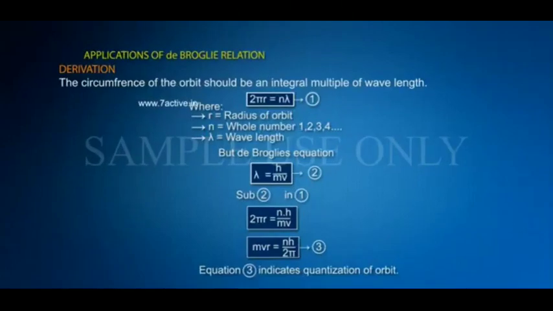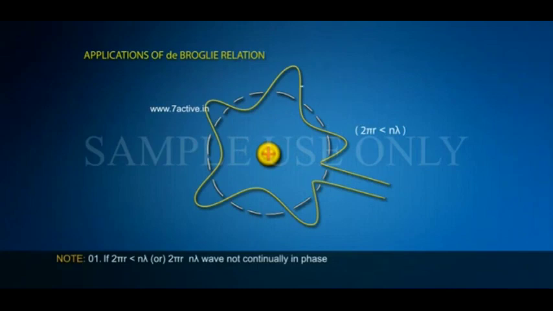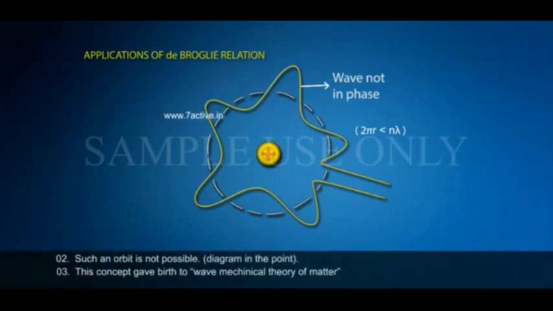mur is equal to nh by 2 pi. Equation 3. Equation 3 indicates quantization of orbit. Note: if 2 pi r equals n lambda, the wave is not continually in phase, such an orbit is not possible. This concept gave birth to wave mechanical theory of matter.